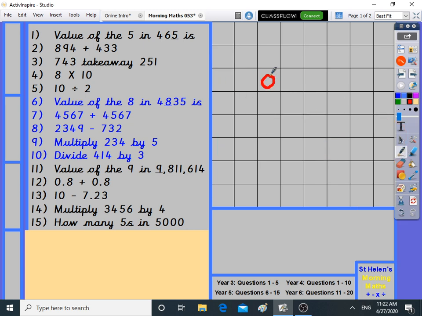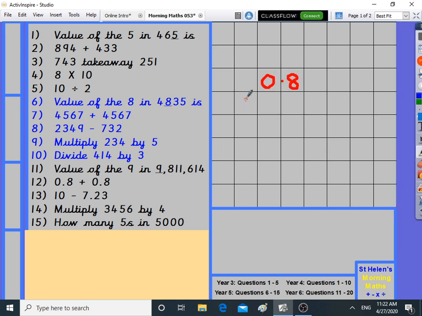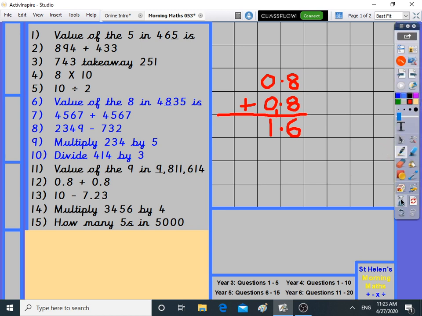0.8 plus 0.8. Oh, it's on red. I'll keep going on red. 0.8 plus 0.8. Well, 8 plus 8 is 16, or 8 times 2 is 16. But don't forget the decimal point. 0, 0 and 1 is 1.6. So the answer to that is 1.6. Pause if you need more time. That was of course question 12.